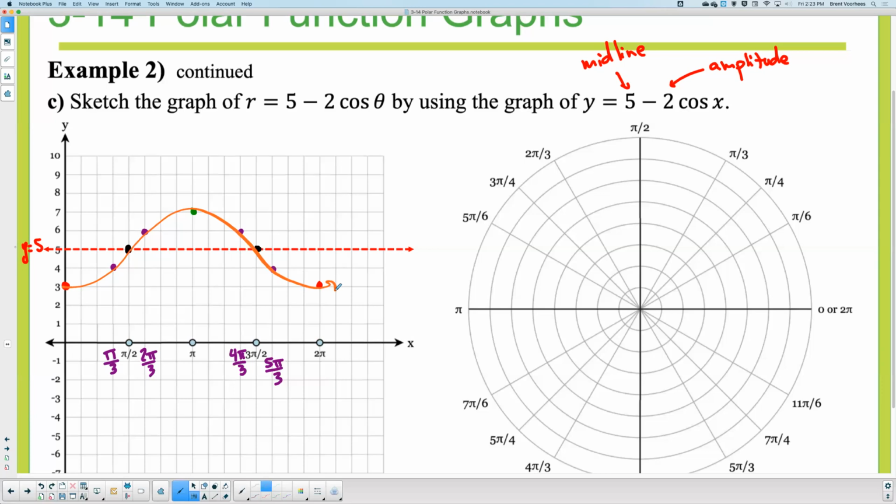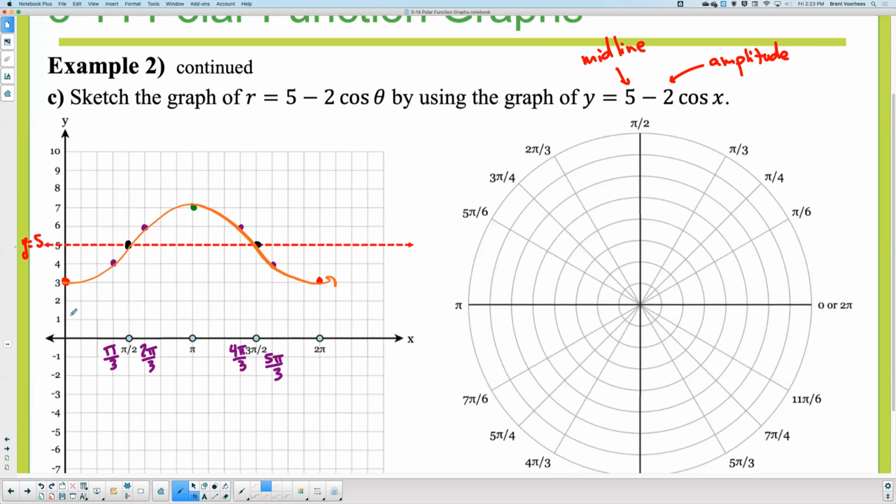Now, will this ever hit the pole, meaning the origin on the polar graph? You should say no, because what does this graph never hit? The x-axis refers to the pole over here. Since it never hits the x-axis, it'll never hit the pole. So let's graph. Starting at 0, we're at 3.